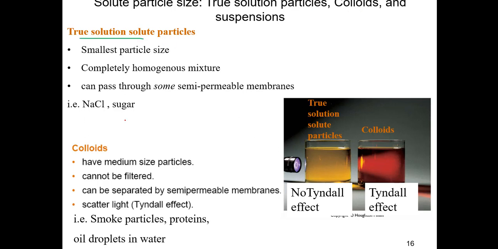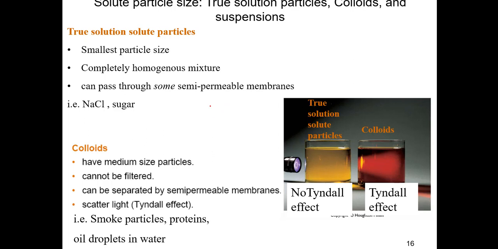Here's the first two, true solution and colloids. True solutions are the smallest solute particles. The smaller the solute particles, the more likely it's to spread out evenly and form a homogeneous mixture. And homogeneous mixtures, another term for that in chemistry, is true solutions, as opposed to heterogeneous solutions where they're not mixed up properly. The bigger the particle size, the less homogeneous it tends to be, because the particles tend to clump up to each other. So smallest particle size, completely homogeneous for true solution, and they can pass through some semi-permeable membranes.